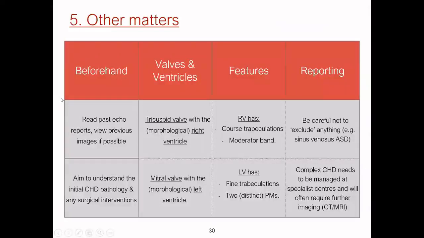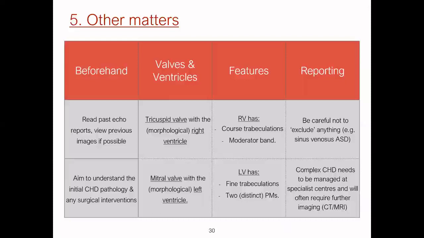So some of the other matters or notes and tips that I can give you before you start a congenital heart patient. Some things you can do beforehand. You can read the past echo reports, review previous images if possible, and then if you don't understand the initial pathology of the congenital heart disease, try to figure out what has happened, if they have had any surgical interventions as well.